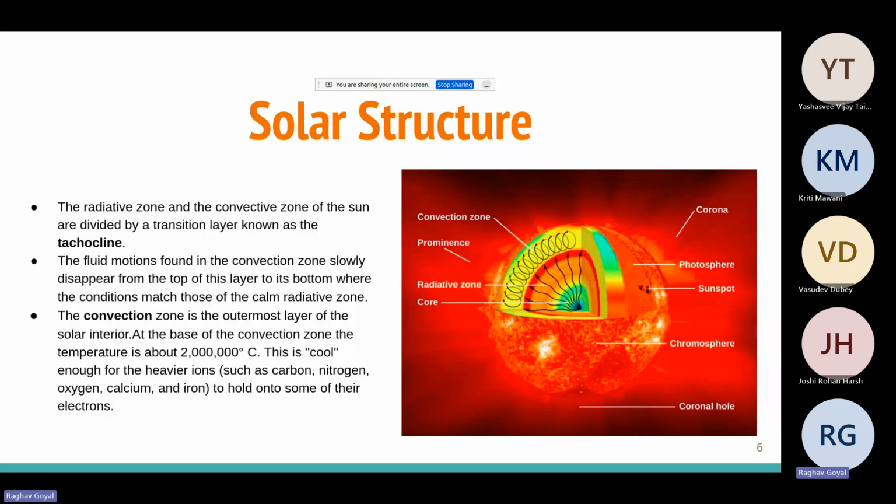Apparently, on solar scales, this is cool enough for the heavier ions such as carbon, nitrogen, oxygen, calcium, and iron to hold on to some of their electrons. Before this, at high enough temperatures, none of the atoms can actually hold on to their electrons. So it's all nuclei and their electrons roaming around essentially.